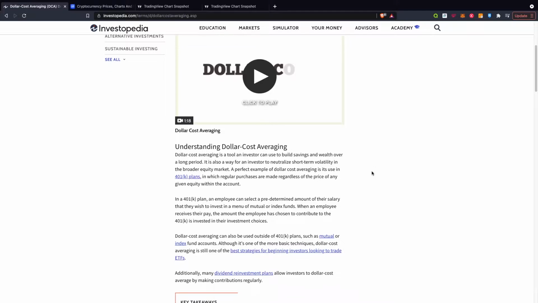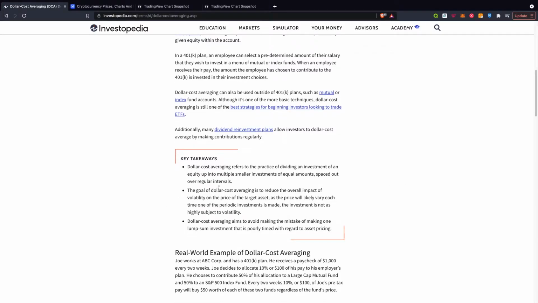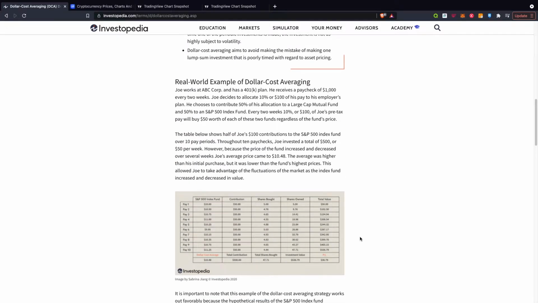So just going over it quickly, the key takeaways I did mention already. Dollar cost averaging refers to the practice of dividing investment of an equity up into multiple smaller investments of equal amounts spaced out over regular intervals. The goal is to reduce the overall impact of volatility on the price of a target asset, as the price will likely vary each time one of the periodic investments is made. The investment is not as highly subject to volatility. Dollar cost averaging aims to avoid making the mistake of making one lump sum investment that is poorly timed with regard to asset pricing. So that is pretty much what it is.